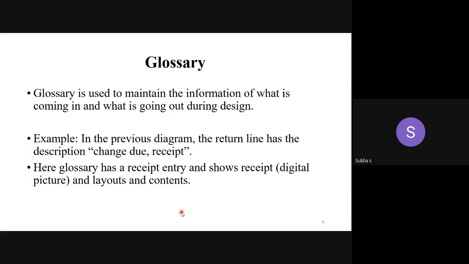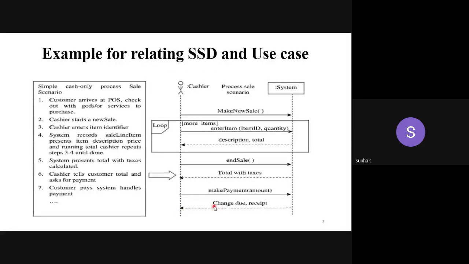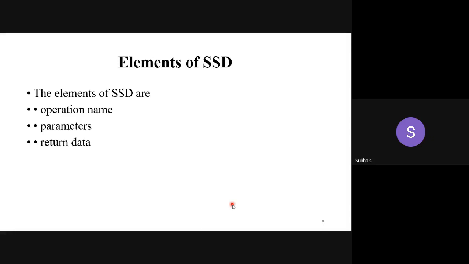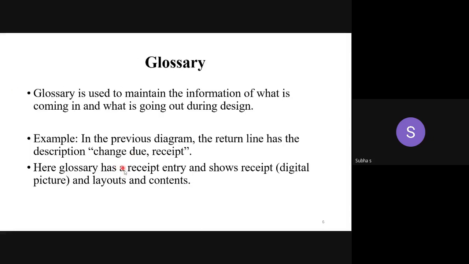Yes. So in the example itself, we can see the return line has the description, which has what? Change due, comma, receipt. Here you have the last one. This is the message that is passed from the system to the cashier, or the operation that occurs. Actually, here the glossary has the receipt entry. In the glossary, you will have the receipt entry and it will show the receipt. Because there will be n number of receipts. Many sales may happen. All the receipts will be present in what? The glossary. If I want to get a particular bill number, I can look into the glossary and I will get the suitable contents.